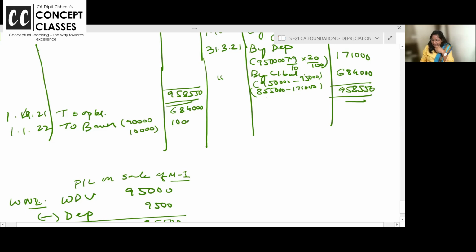So 1 lakh. Okay. And on the same day, 1st January 22, one more machine is sold. Again, by depreciation. But this time you have to charge depreciation on the WDV. Yes. So how will you charge the depreciation on the WDV?